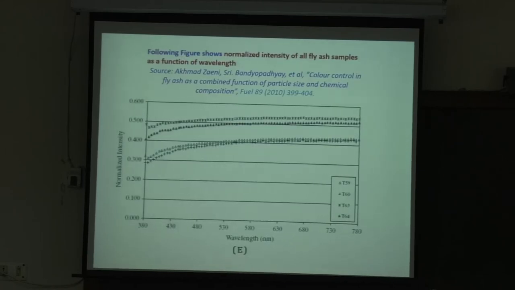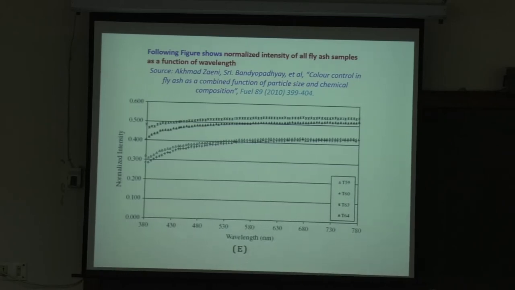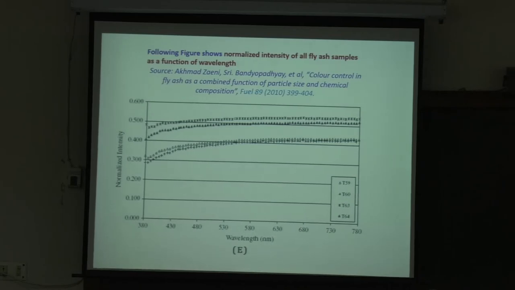Now this figure shows normalized intensity of all fly ash samples as a function of wavelength. This was done not in our department but in another department. And as the wavelength goes up, the normalized intensity goes like that. So these are for those four different samples. I'm not an electronics or optics person, but these results tell us that for the different particle size material, you actually get large difference in the normalized intensity. That means if you have low particle size, you get better light transfer. And it was so good. Again, the same journal paper which you have been given, you can note down: Fuel, volume 89, 2010, pages 399 to 404.